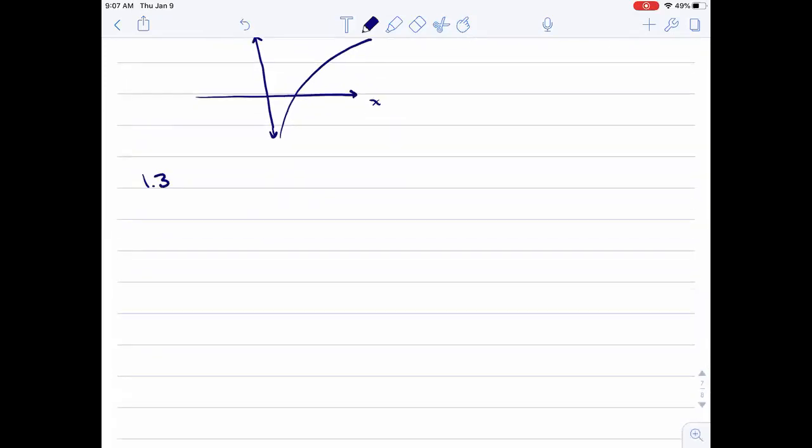Section 1.3 is called new functions from old functions. So we know some functions that we just established, right? Now we need to be able to talk about, okay, if I have some old functions that I know what they look like and what they behave like, what do these new functions look like? Right, so new functions from old functions.